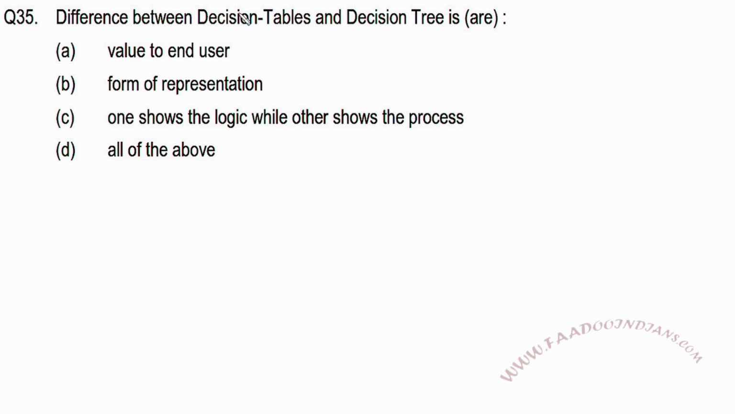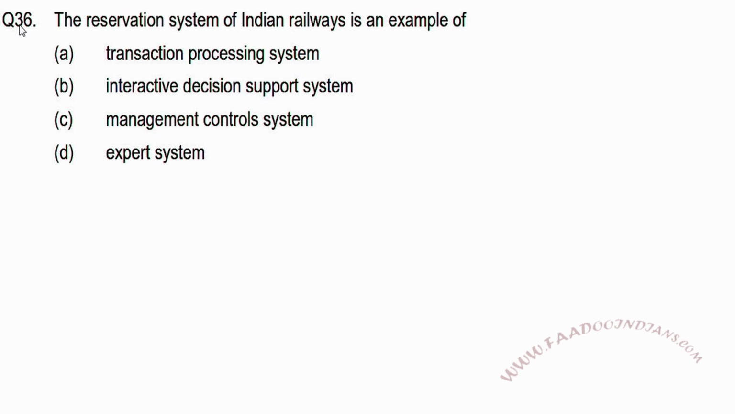35. Difference between decision tables and decision tree is, well, both the things are same, just a form of representation. First, we use tables, in other we use trees. This is wrong, C is wrong. Therefore, answer is B. 36th. The reservation system of Indian Railways is an example of transaction processing system, interactive decision support system. Well, answer is A, because here actual transactions take place of money.